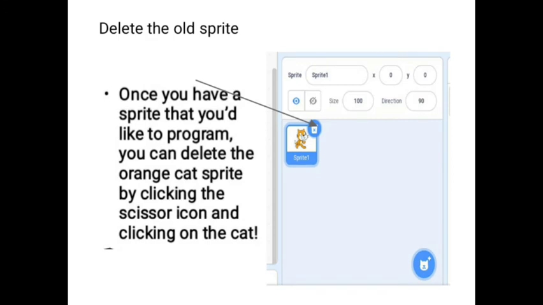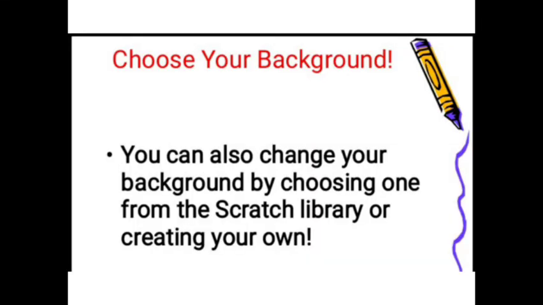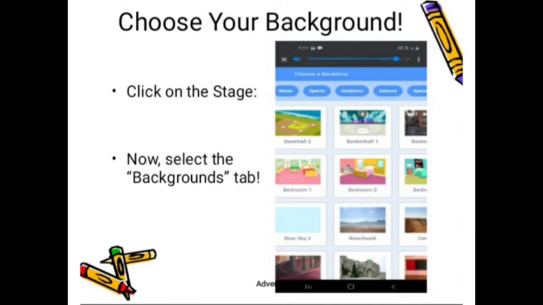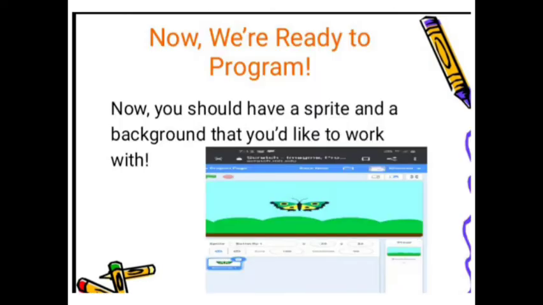Once you have a sprite that you would like to program, you can delete the orange cat sprite by clicking the scissors icon and clicking on the cat. Now you are choosing the background. You can also change your background by choosing one from the Scratch library or creating your own. Choose your background, click on the stage and now select the background tab. Now we are ready to program.